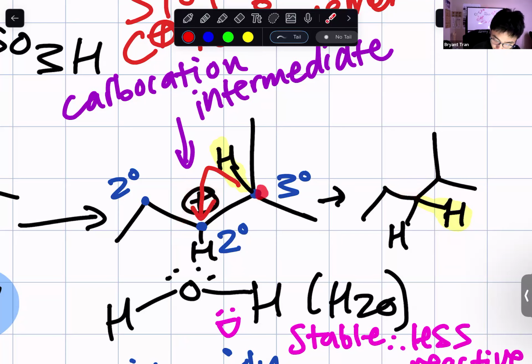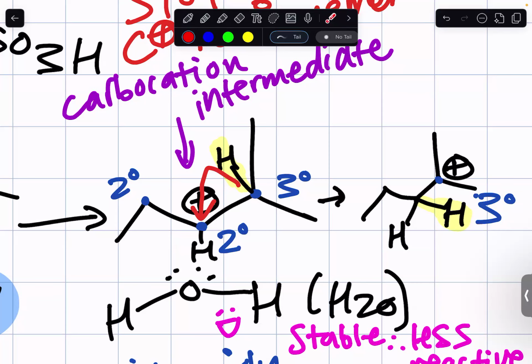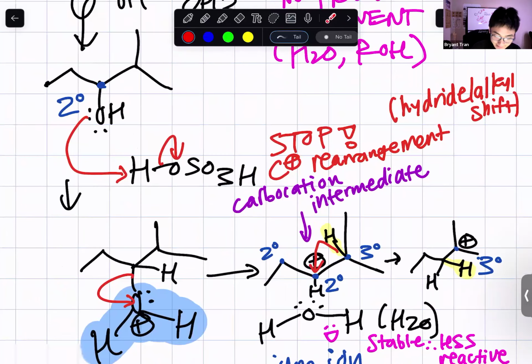But if we look at this carbon over here, before it had 4 bonds, 1, 2, 3, 4, after the hydride shift, it no longer has that yellow hydrogen. So it lost a bond, giving it a positive charge. And that is favorable. We were able to do that because we were able to form the more stable carbocation intermediate, the tertiary carbocation. That makes sense.